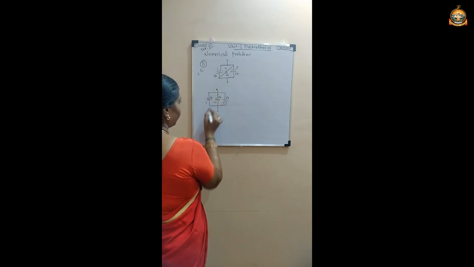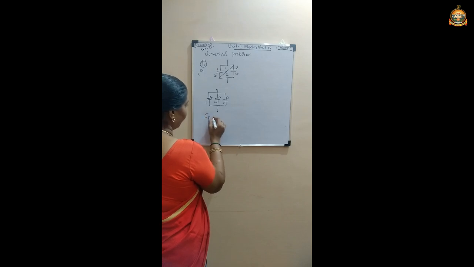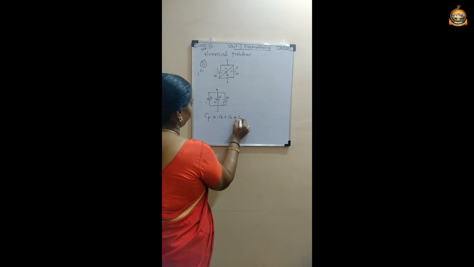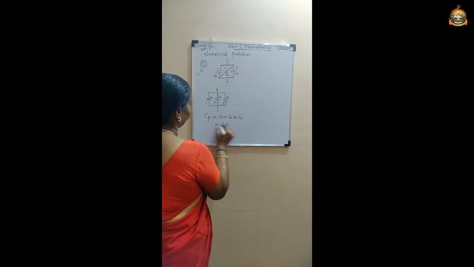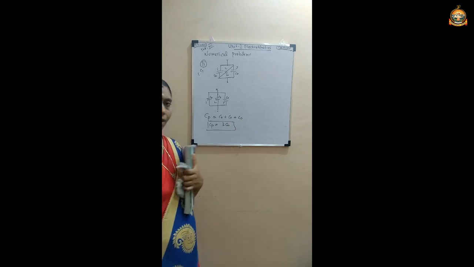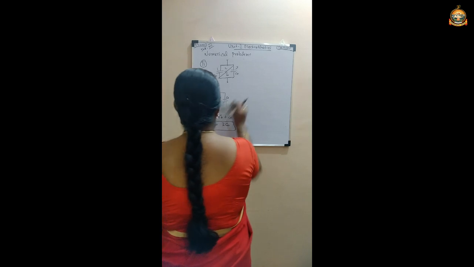So what is the effective capacitance? All are in parallel combinations. Therefore, the effective capacitance in parallel connection is C naught plus C naught plus C naught. That is equal to 3 C naught. The answer is 3 C naught. Okay. Now we pass on to the fourth one.